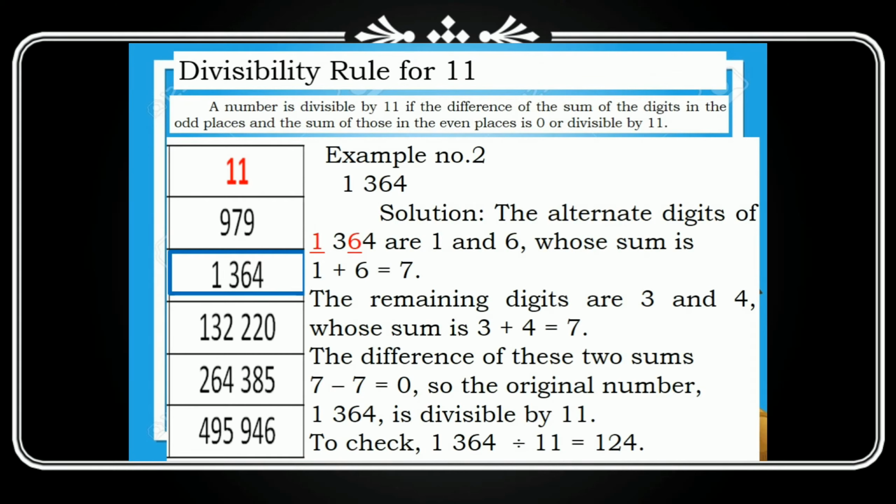Example number 2 is 1,364. The alternate digits of 1,364 are 1 and 6, whose sum is 1 plus 6 is equals to 7. The remaining digits are 3 and 4, whose sum is 3 plus 4 is equal 7. The difference of these two sums, 7 minus 7 is equals to 0. So, the original number 1,364 is divisible by 11. 1,364 divided by 11 is equals to 124.